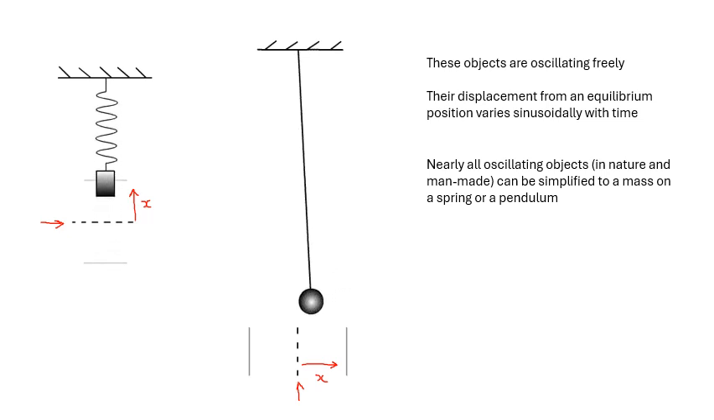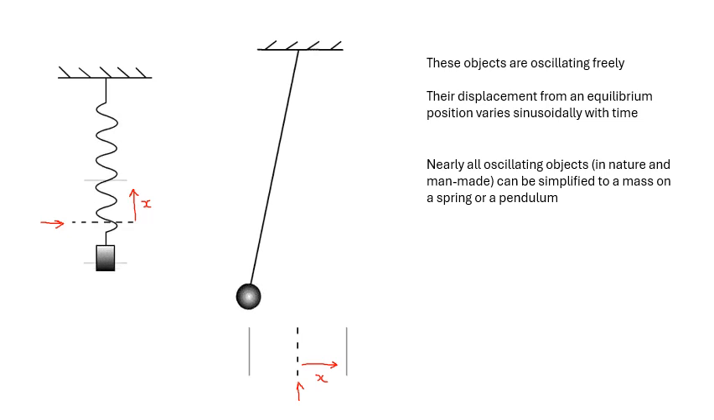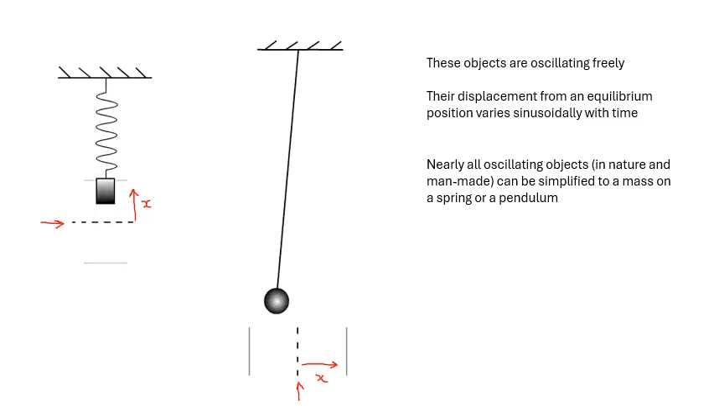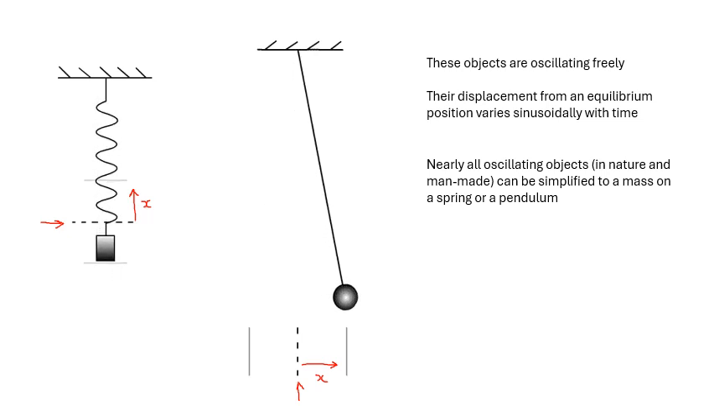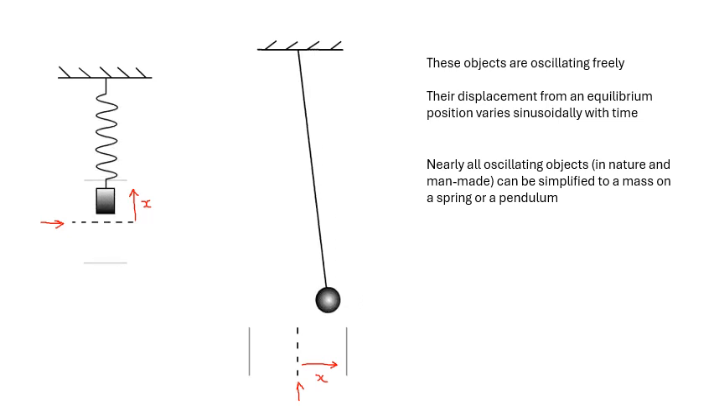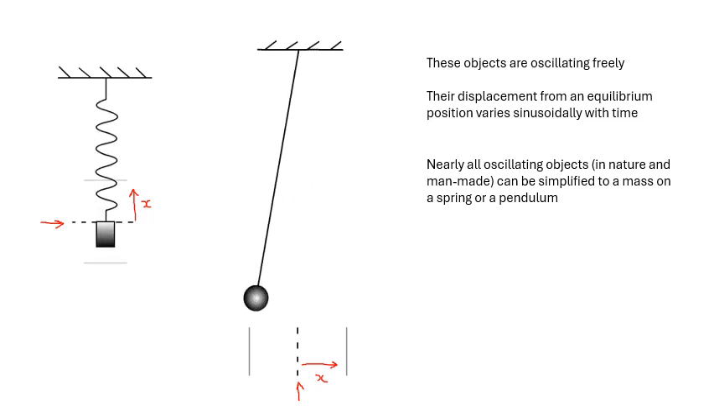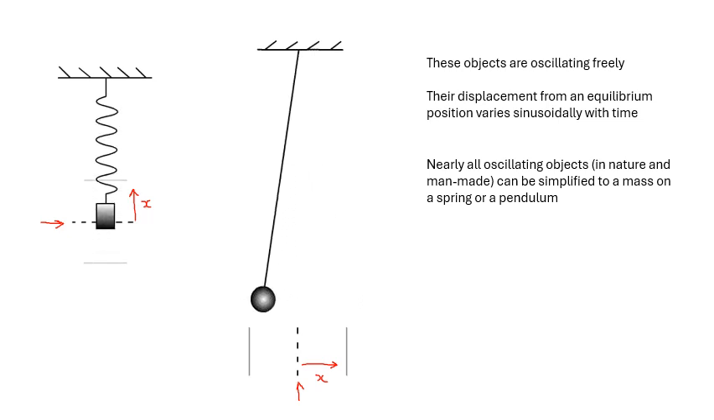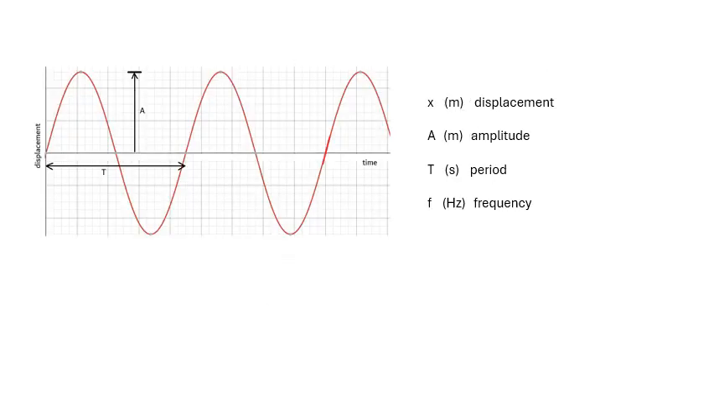I remember as part of my degree we talked about walking, and your legs are what we call an inverted pendulum as you walk along. So nearly all oscillating objects you simplify to a mass on a spring or a pendulum. So this is displacement against time, and I said it is sinusoidal. It's a sine wave. It could be a cosine. The only difference between a sine wave and a cosine is where you start from. If I started from there, it would be a cosine.